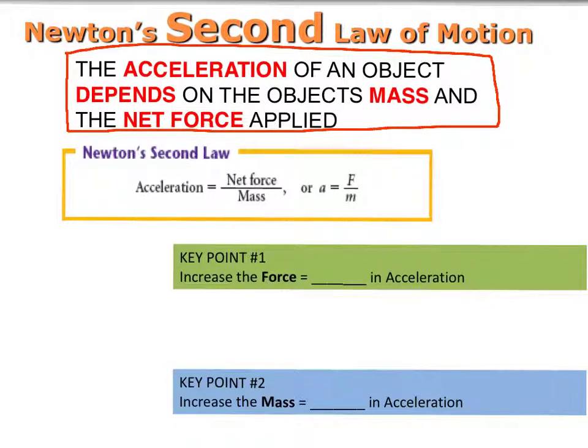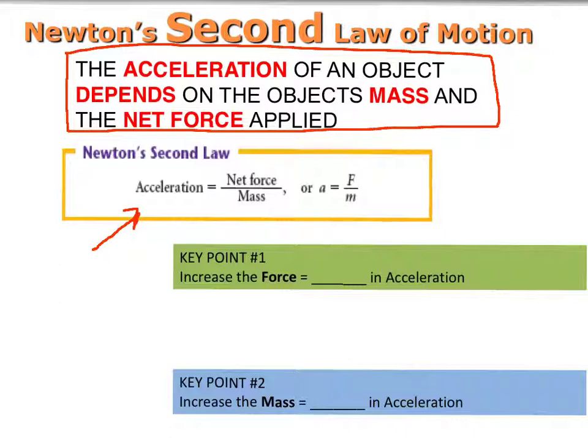The acceleration of an object depends on the object's mass and its net force. So we can write that as an equation in this way right here. That's Newton's second law of motion. What it's saying is that acceleration depends on the force acting on the object and the mass. So if we use the equation, we can figure out key point number 1. Actually, we can use common sense, and we could use the equation to prove it to ourselves.